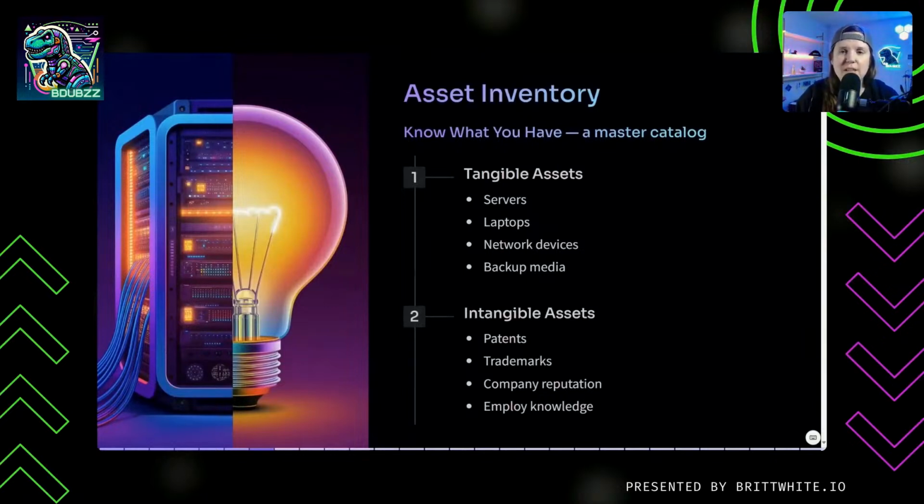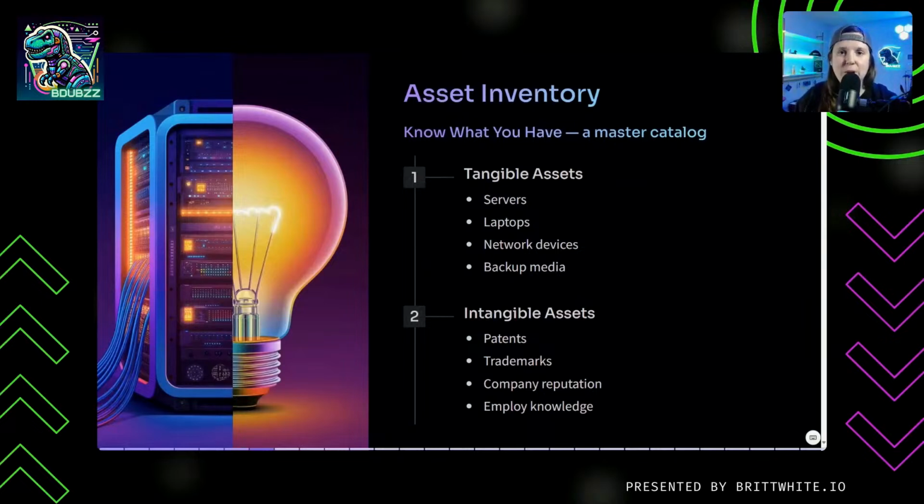Think of this as your organization's master catalog, a detailed record of everything you own and need to protect, both tangible and intangible. Tangible assets are the things you can physically touch. I'm talking about your servers humming away in the data center, the laptops on everyone's desk, your network devices keeping everything connected, and yes, even those old backup tapes collecting dust in the storage room.